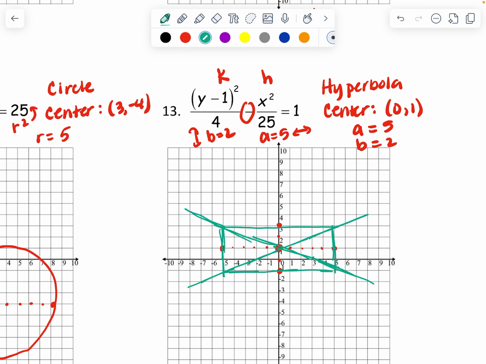Now, is this going to be an up and down hyperbola or a sideways hyperbola? Well, let's take a look. So because the y went first, remember a y looks like this, so it's going to be an up and down. So it has to connect to these vertices, so it's going to look something like this.